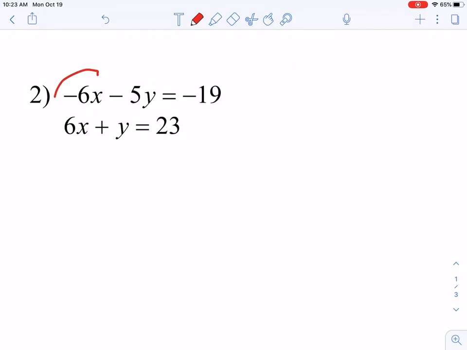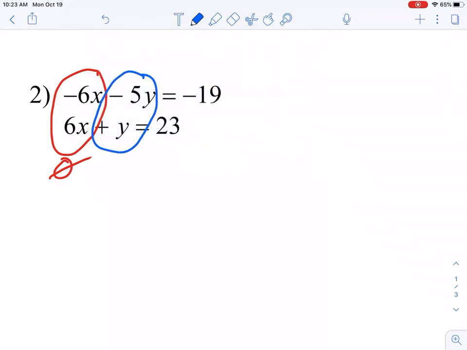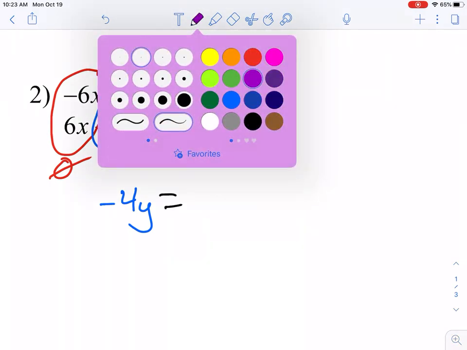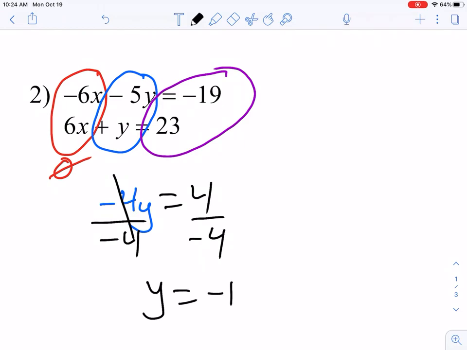So I'm going to put negative 6 and positive 6 together to cancel out. I'll put negative 5y and positive 1y together to get negative 4y. And negative 19 and positive 23 will leave me with a positive 4. I can now solve for y by dividing negative 4 to both sides, and y is equal to negative 1. Now that I know that, I can take it and plug it in for either equation. I'm going to plug it into my bottom equation here.